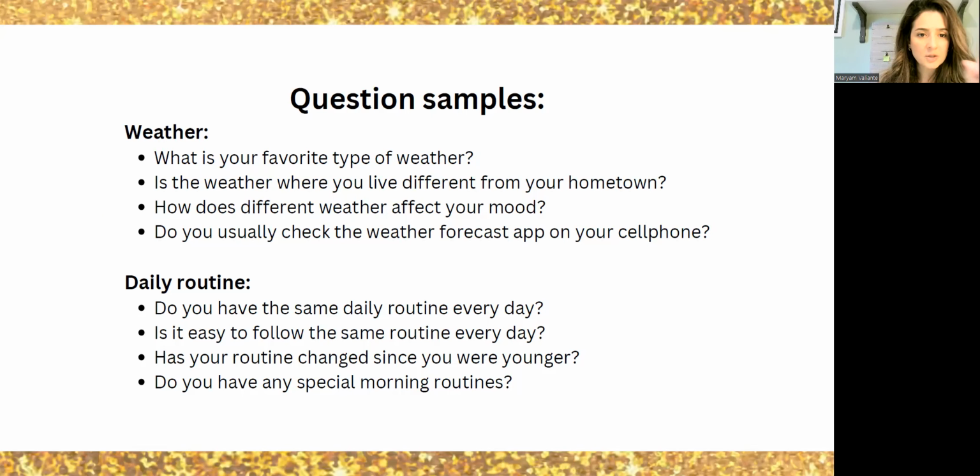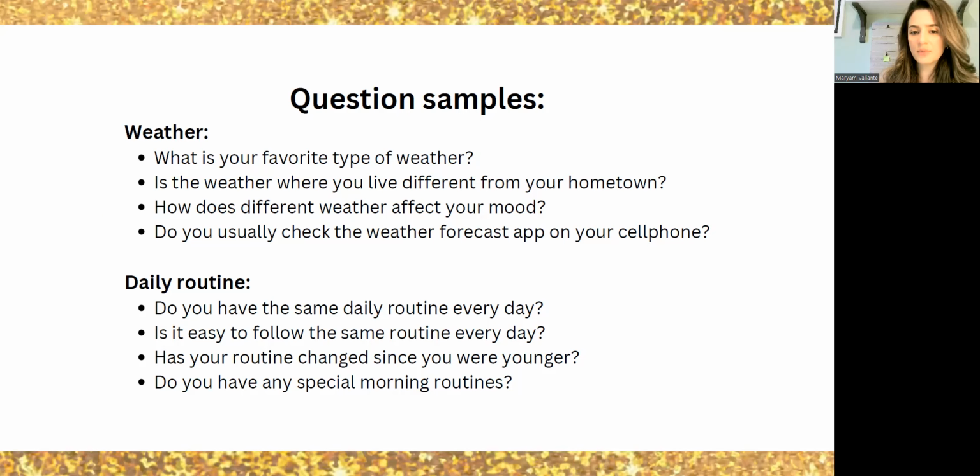Here you can see the topic is weather. It asks, what is your favorite type of weather? Is the weather where you live different from your hometown? So you need to compare the weather of your hometown with the country that you're living in. How does different weather affect your mood? Do you usually check the weather forecast app on your cell phone? Or about your daily routines?